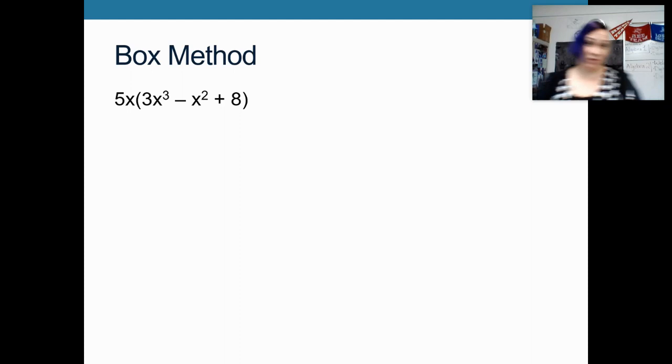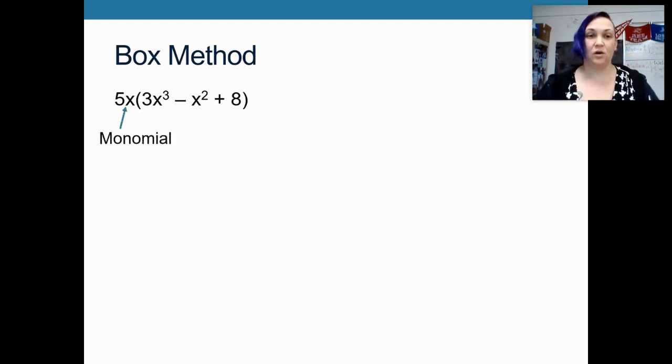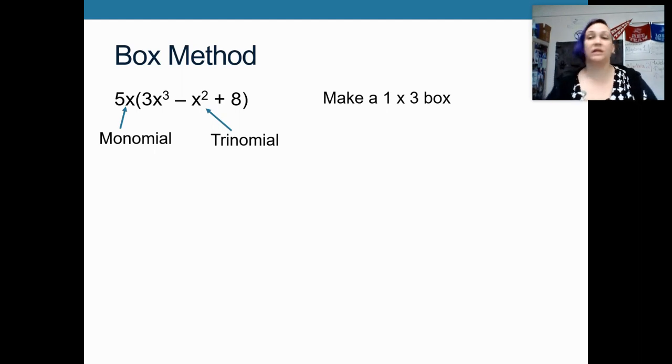To do the box method, first you need to decide how large are the pieces in the problem. So in this problem, I have a monomial, one term, times a trinomial, three terms. A monomial times a trinomial, I'm going to need to draw a box that is 1 by 3 boxes. And it doesn't matter which way you draw it.